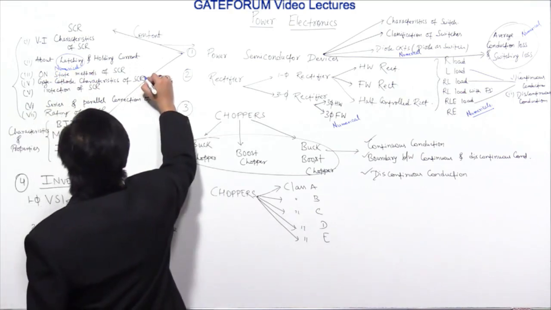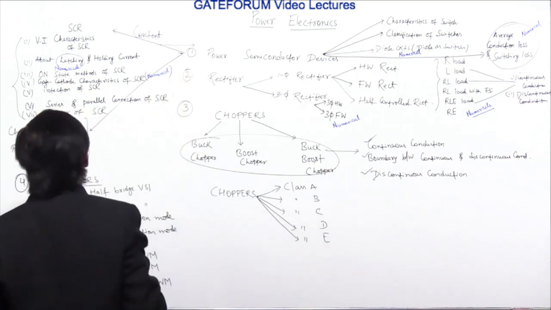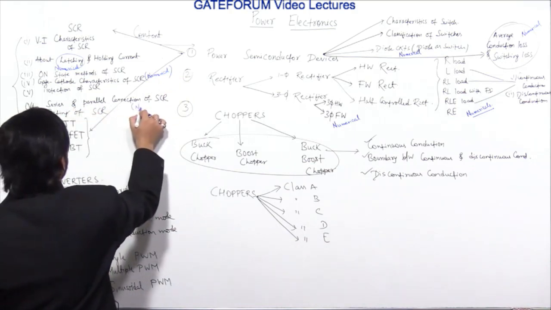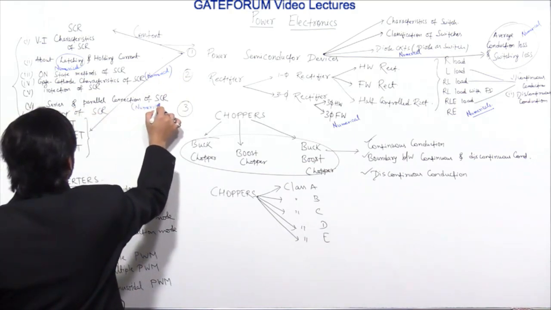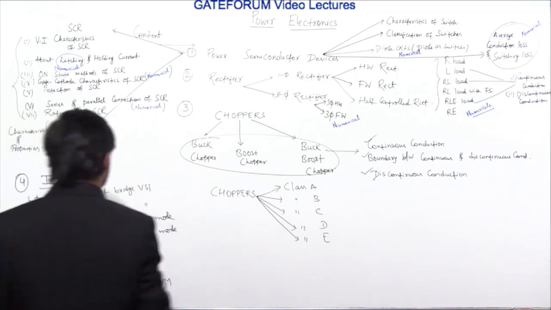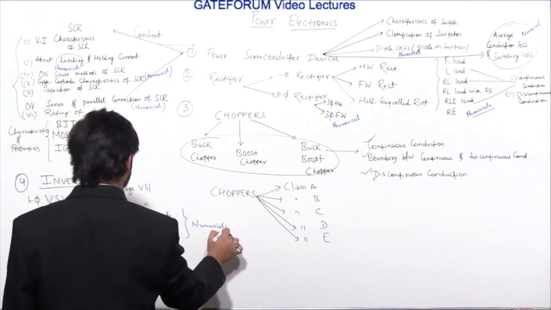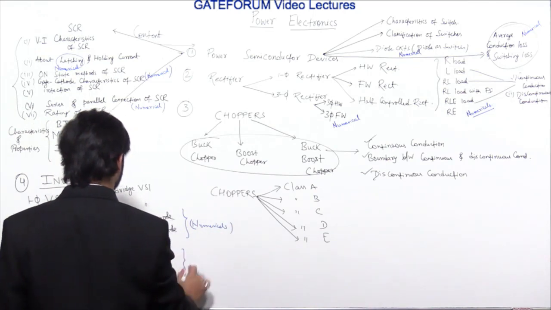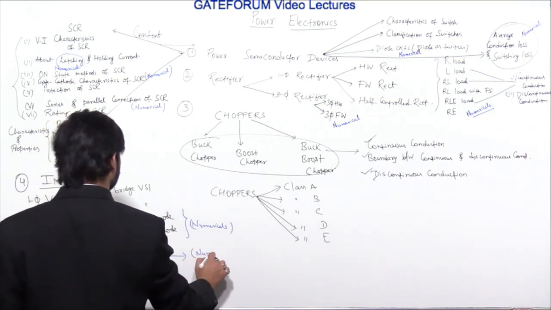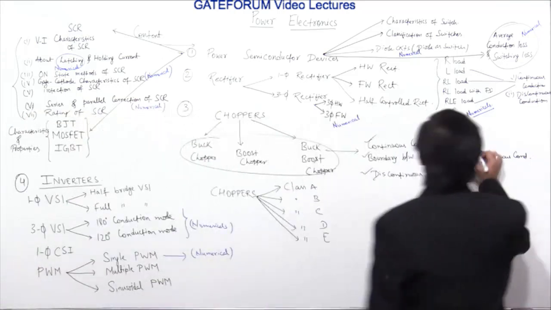Numericals belong to this area, gate cathode characteristic. It has not been asked, but it can be asked. Then here also numericals can be asked. Here also, mostly from the single PWM, numericals are asked. And this part, most of the numericals are asked.